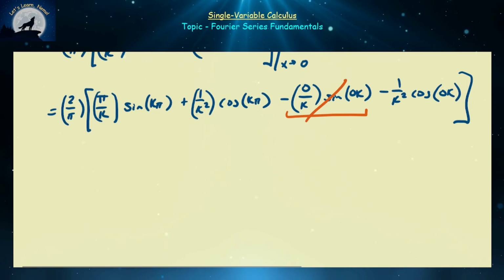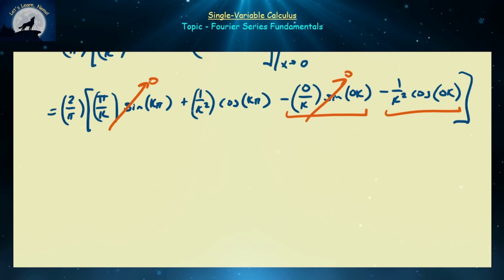So obviously 0 times anything is going to be equal to 0, so that's not going to be very exciting. And the sine of pi is going to be the sine of 0, so that's also going to be 0 as well, so that disappears. And then what are we going to have over here? Well, the cosine of 0k is just going to be equal to 1. So that's going to be equal to 1 over k squared with a negative sign in front.